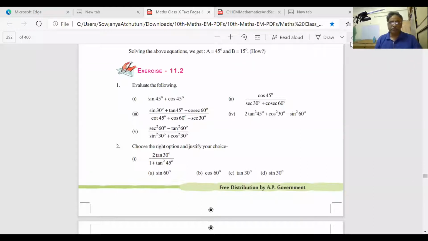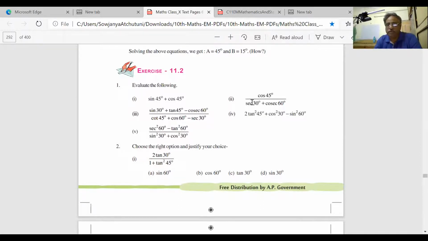So the first problem is, what is sin 45 plus cos 45? Sin 45 we know is 1 by root 2. 1 by root 2 plus 1 by root 2 is equal to 2 by root 2. That means root 2. First answer is root 2.